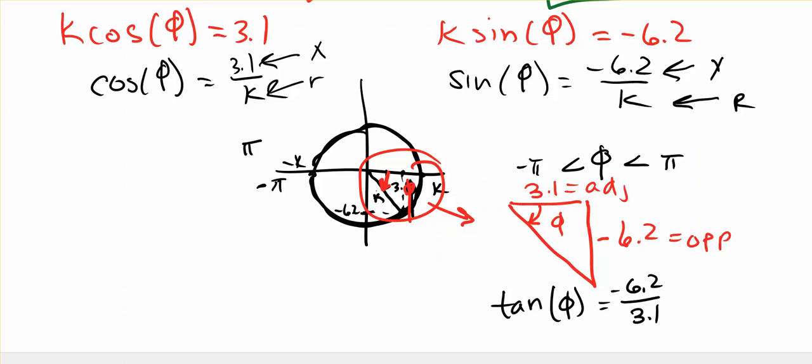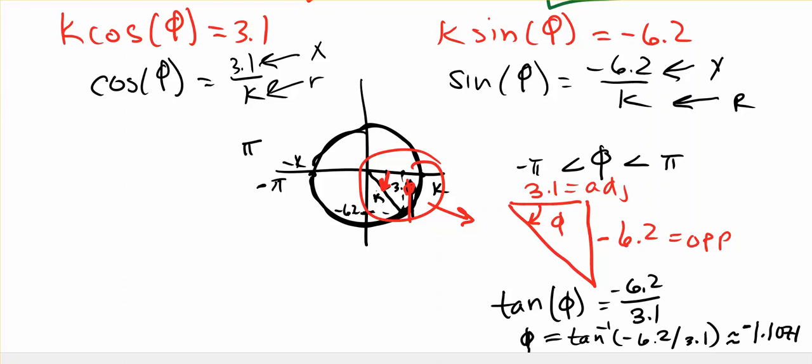The inverse tan already gives us values in between negative pi over 2 and positive pi over 2. And so this one right here, the inverse tan of negative 6.2 divided by 3.1, is in the fourth quadrant where we want our phi to be, and it is between negative pi and positive pi. And this is approximately equal, using 4 decimal places, to negative 1.1071. So we have our phi.